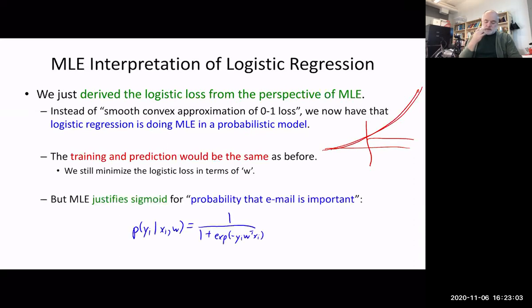We still minimize the logistic loss in terms of W, but this probabilistic perspective justifies the use of the sigmoid that we put forward sort of hackily before, where we said the probability that an email is important is like this. Actually, that's the distributional assumption that we're making, right? So they go hand in hand. We derived all this from some 'this makes sense' perspective. What's really going on is we have these likelihood functions and we're operating in maximum likelihood land.